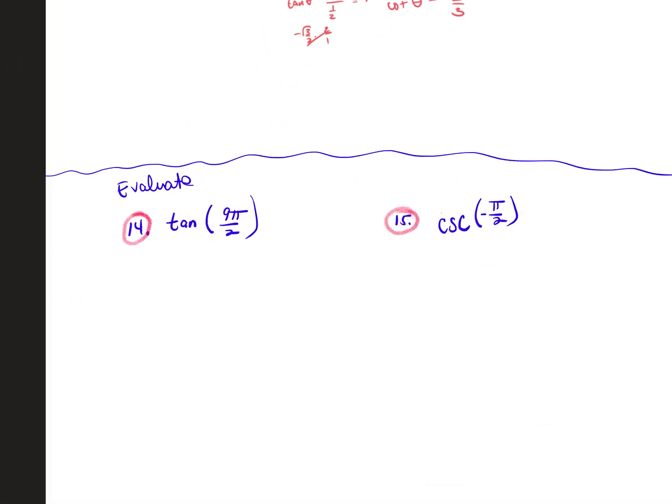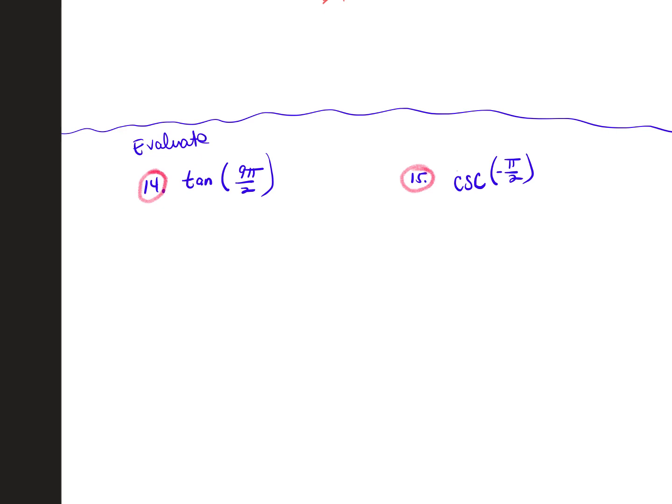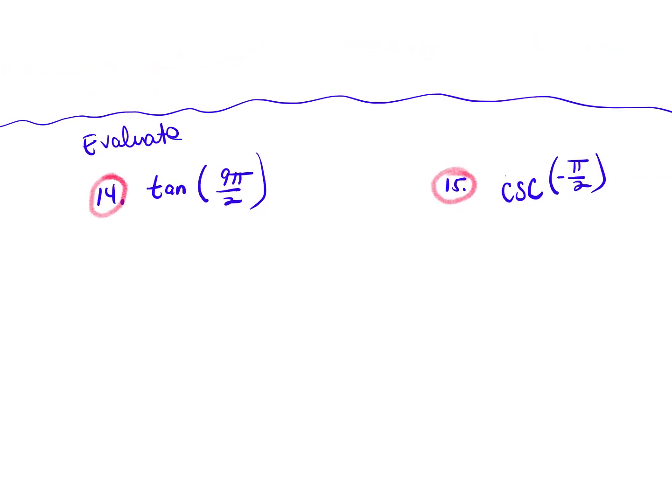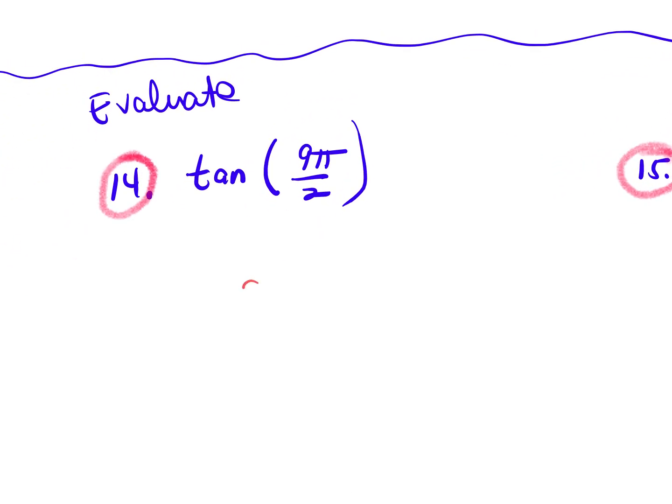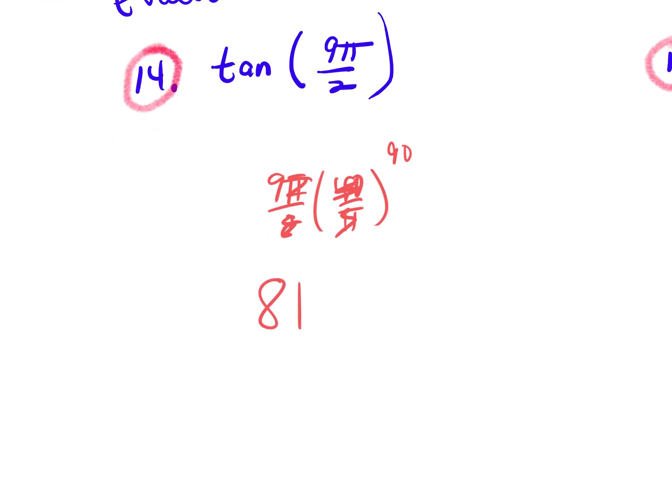All right. Then you will have a question that looks like this. It says evaluate. These are special. You'll see why they're special in a second. You guys don't have these, just take a picture. First thing I'm going to do is take 9 pi over 2 and convert it. The pi's cancel. 2 goes into 180 90 times. 810 degrees.